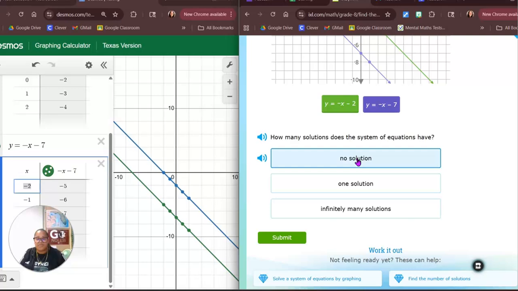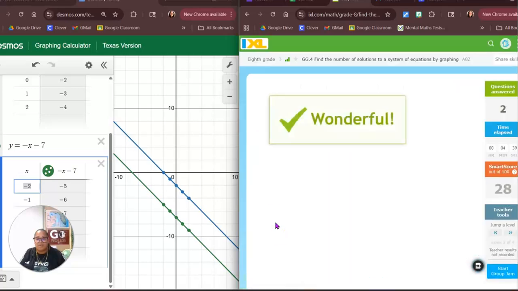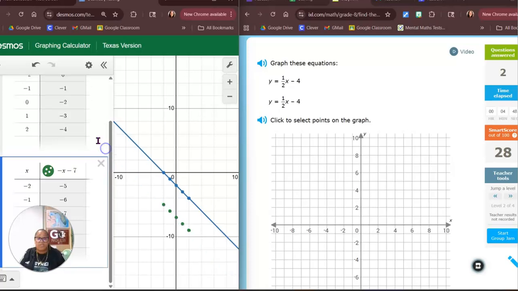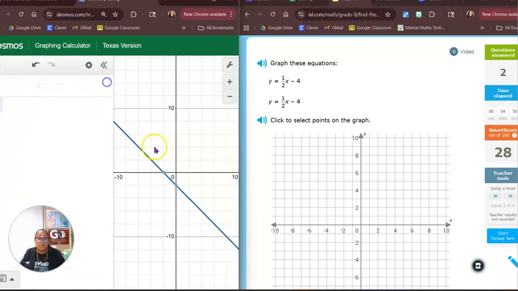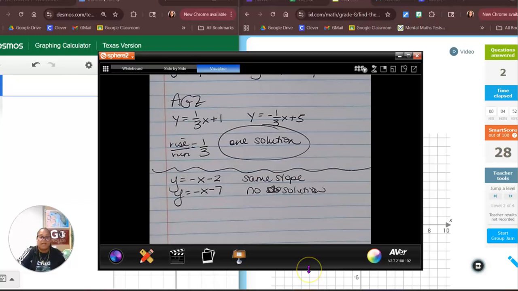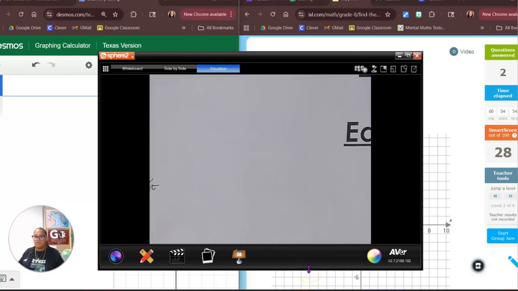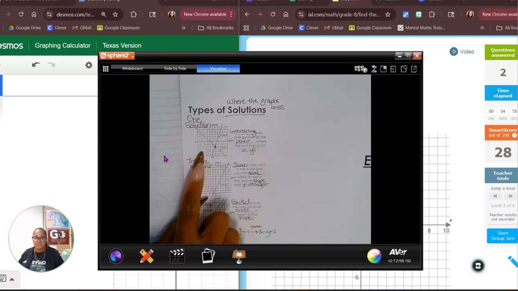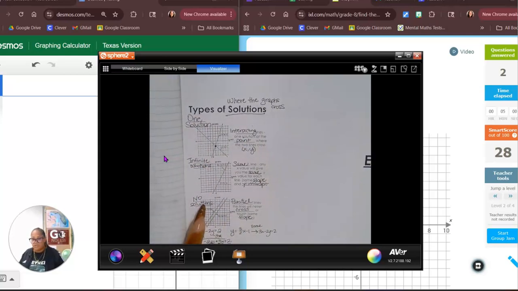They will never intersect, so there is no solution. Click submit. All right, same here. Let's look and see. y equals 1/2 x minus 4. These are the same lines. So according to your notes, let me go back and show them to you because we did this in class. These notes: I've got 1 solution, infinite solutions, and no solutions.